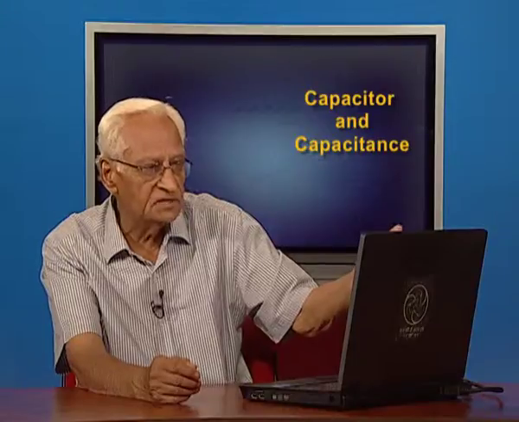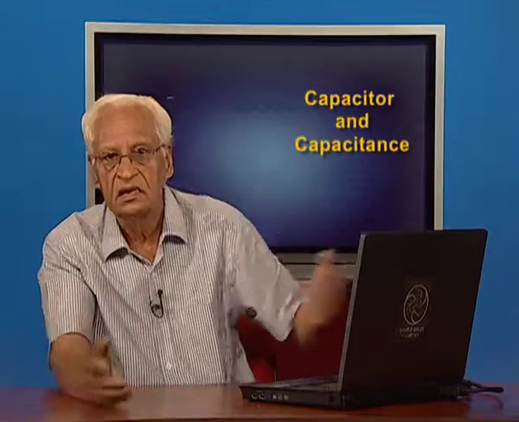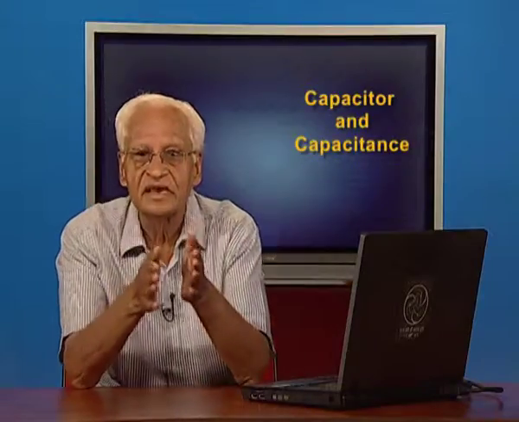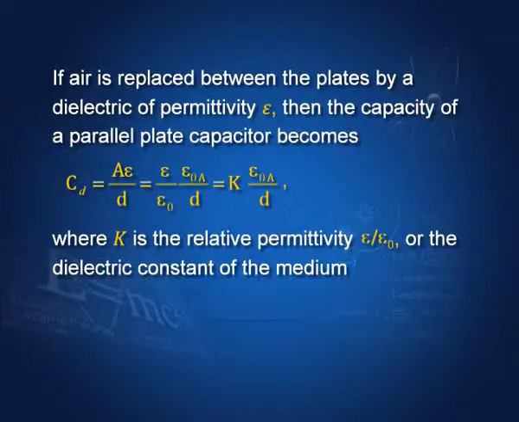If air is replaced by dielectric of permittivity epsilon, then the capacity of a parallel plate capacitor becomes epsilon A by d. The derivation remains the same, which we can write as epsilon by epsilon 0 into epsilon 0 A by d. Epsilon 0 A by d is the capacity when there is air or vacuum in between, and epsilon by epsilon 0 is the relative permittivity K, the dielectric constant.